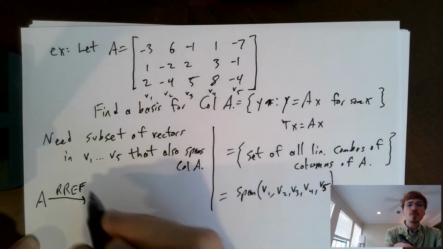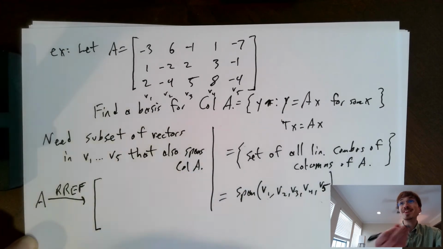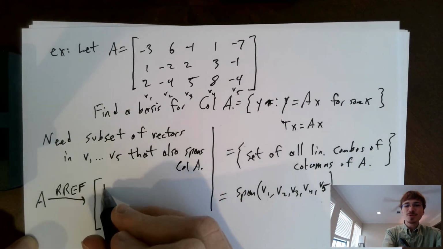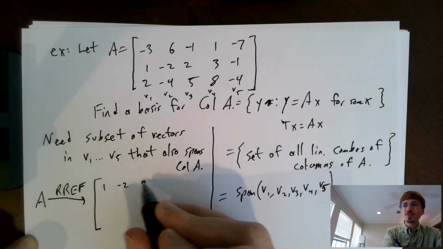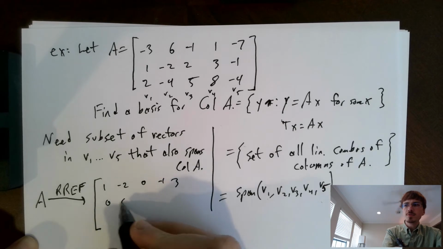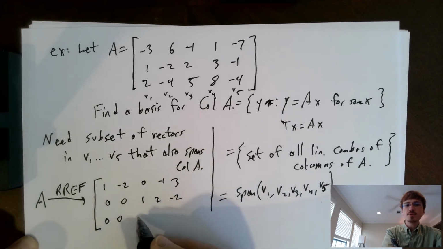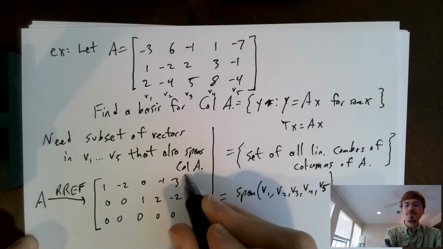Alright, so after performing a minor miracle, you should obtain, hopefully, unless I've made a mistake, that the reduced row echelon form is 1, -2, 0, -1, 3, 0, 0, 1, 2, -2, 0, 0, 0, 0, 0.